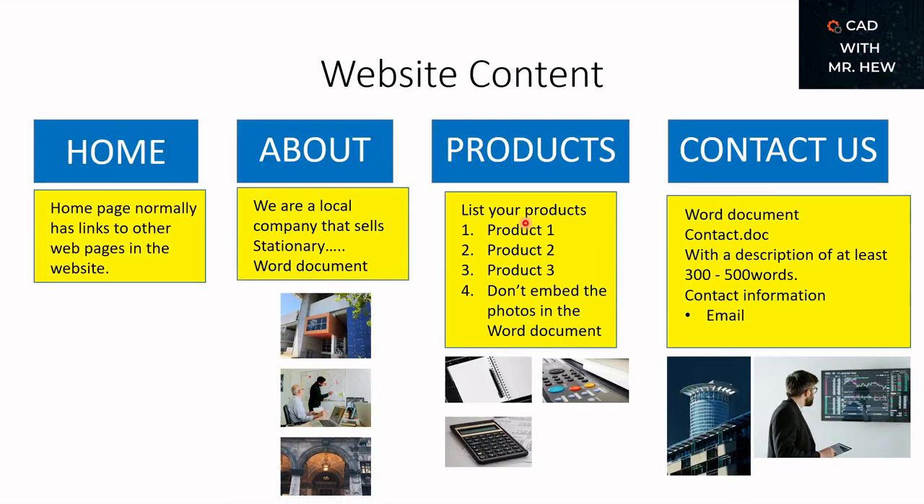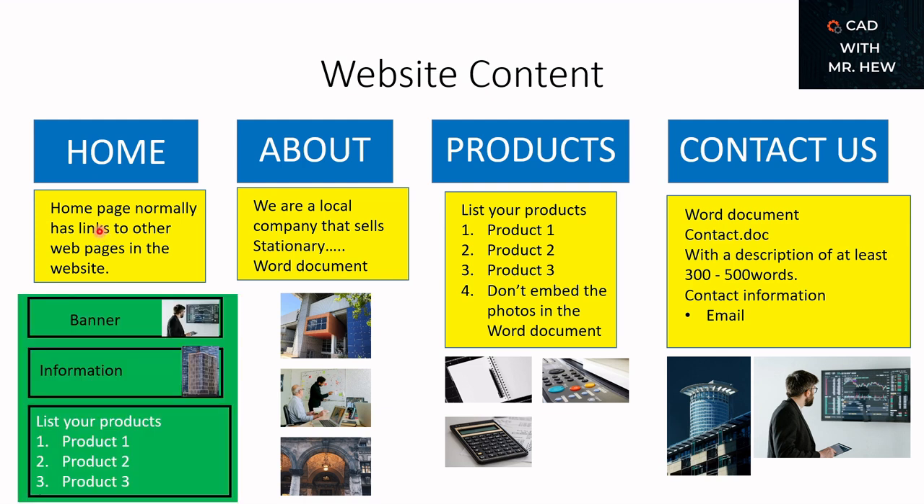All right, the next web page content that we're looking at is the home page. So the home page normally has links to other pages in the website, right? So here, for example, we have a banner right at the top. Then we have the information, and then we could list our products if we choose to do so on our home page.